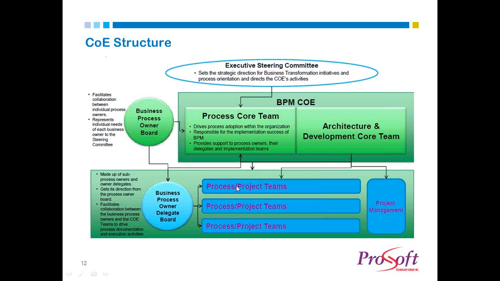And of course, once you have an established CoE, you'll be running multiple process improvement projects. And people from the BPM CoE will be seated in all these teams. You will have multiple process and project teams. You may have a program manager as well in that scenario, but you will also have this business process owner delegate board that are involved in each of these. So there's representation really from all these identified roles within the delivery streams.